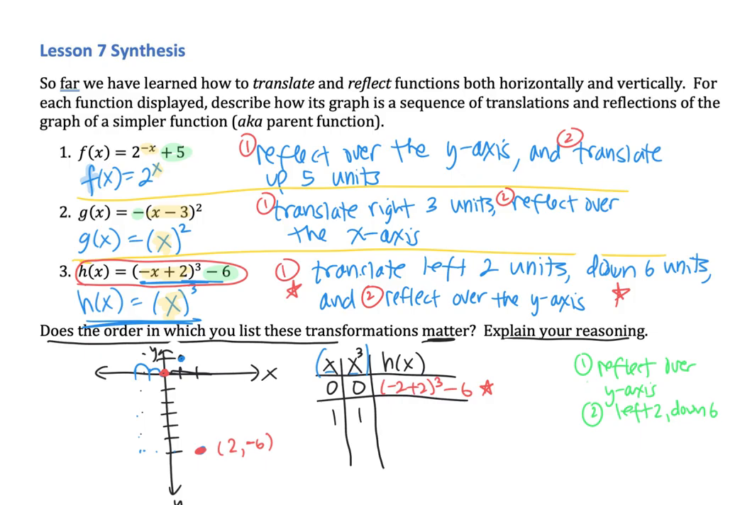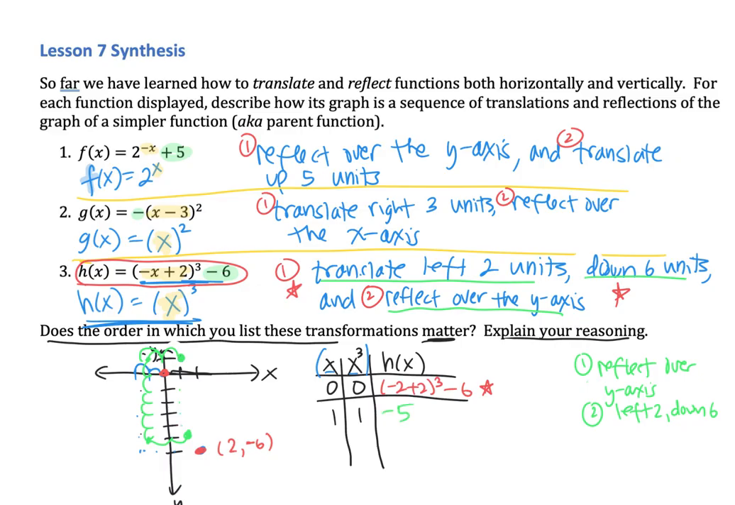So let's try another one. If I do this point here, according to my description, I'm going to translate left 2 units, so that's left 2. So I'd be here, sorry, left 2. Down 6 units, so 1, 2, 3, 4, 5, 6, that'd be here. And then I reflect over the y-axis, so that's 1 unit here, 1 unit here. So it looks like that would be 1, 1, 2, 3, 4, 5. It would be 1, negative 5.